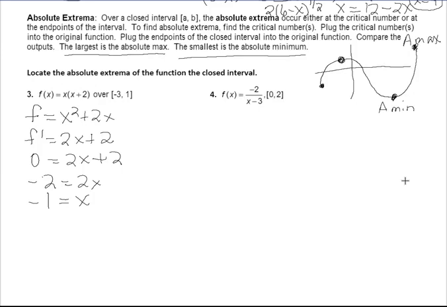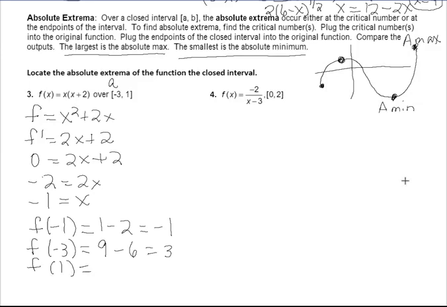So absolute extrema is a little different. I'm going to plug negative 1 back into my original function. Here's my original function. Negative 1 squared is 1 plus negative 2. So I'm going to have 1 minus 2 when I plug that in, and that's negative 1. Now I'm going to have to plug in the endpoint, the a value. The a value right here is negative 3. So plugging that in, negative 3 squared is 9. 2 times negative 3 is negative 6, and I get 3. And now I'm finally going to have to plug in that b value, that 1 value. So I'm going to have 1 squared plus 2, and that's going to give me 3.